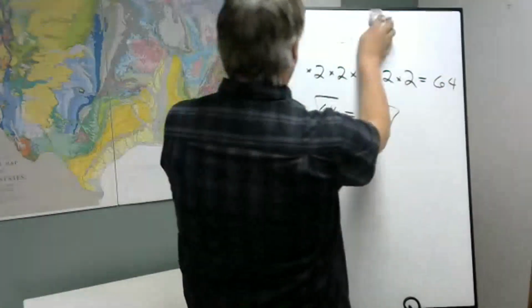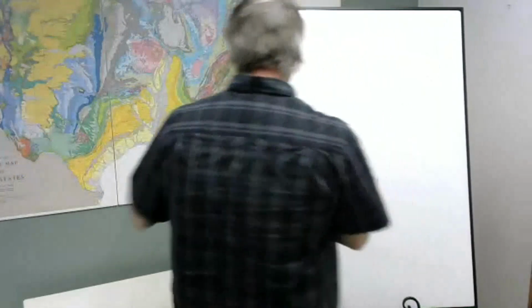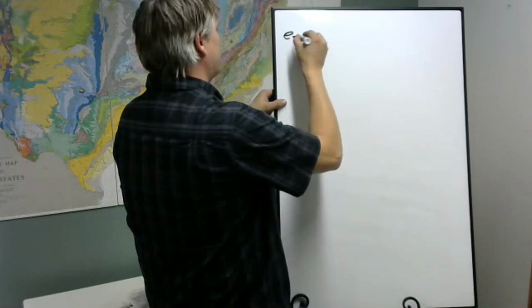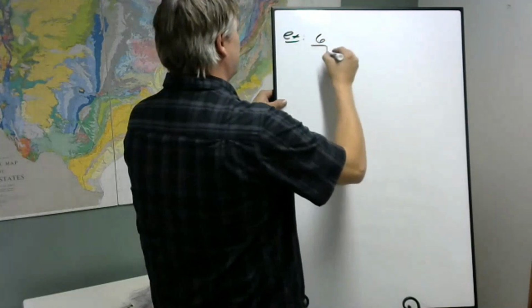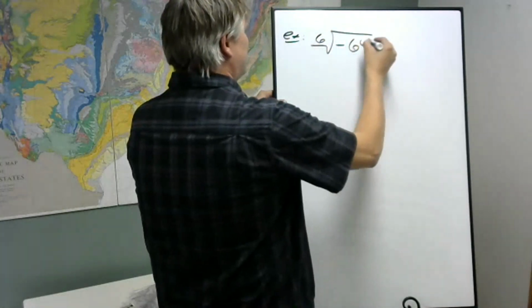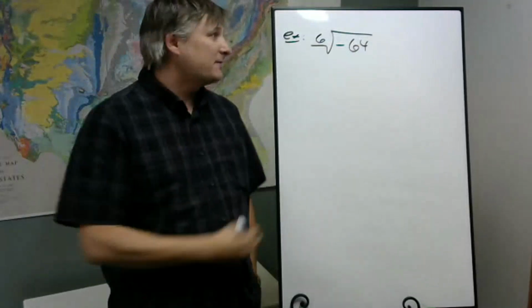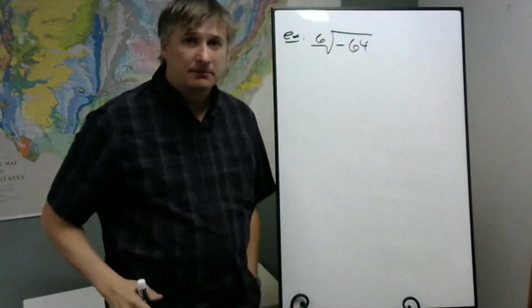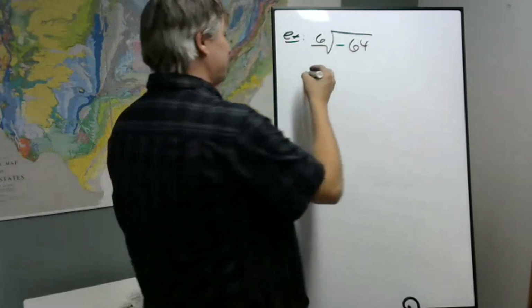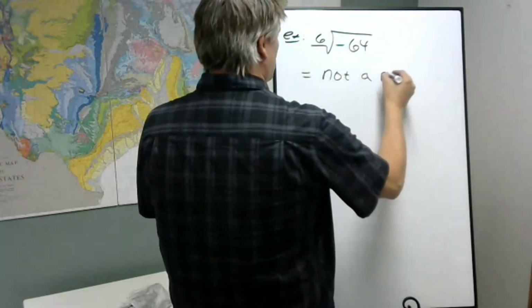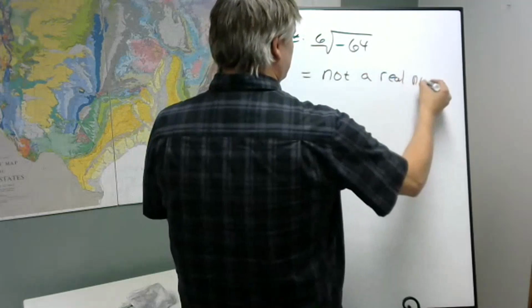Finally, what if we try for the sixth root of negative 64? Well, once again, we can't take the even root of a negative number. So what we're going to get is not a real number.